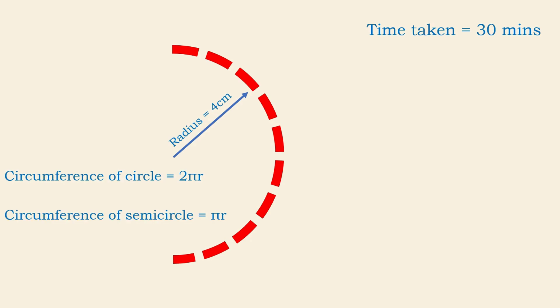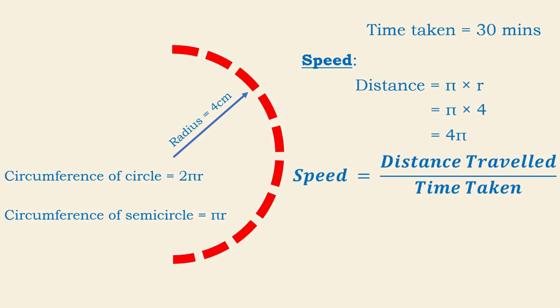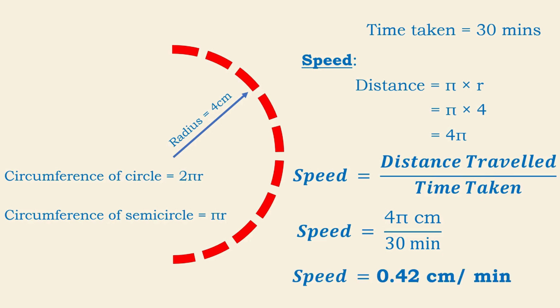Notice that this path is a semicircle of radius 4 centimeters. The circumference of a circle is given by 2πr. Therefore, the length of a semicircle is πr. Substituting r equals 4 centimeters, we get the distance traveled as 4π centimeters. Average speed is defined as distance traveled divided by time taken. Substituting the values, we get the average speed as 4π divided by 30. This comes out to be approximately 0.42 centimeters per minute.